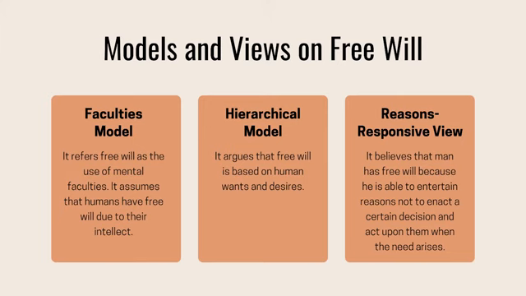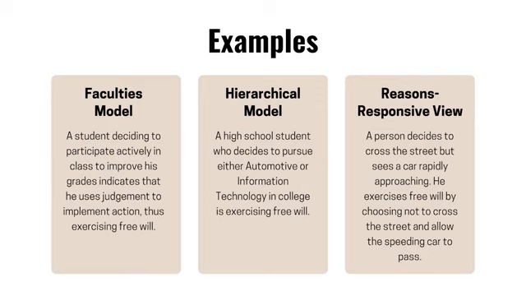The third is the reason-responsive view, and it believes that man has a free will because he or she is able to entertain reasons not to enact a certain decision and act upon them when the need arises. For example, a person decides to cross the street but sees a car rapidly approaching.